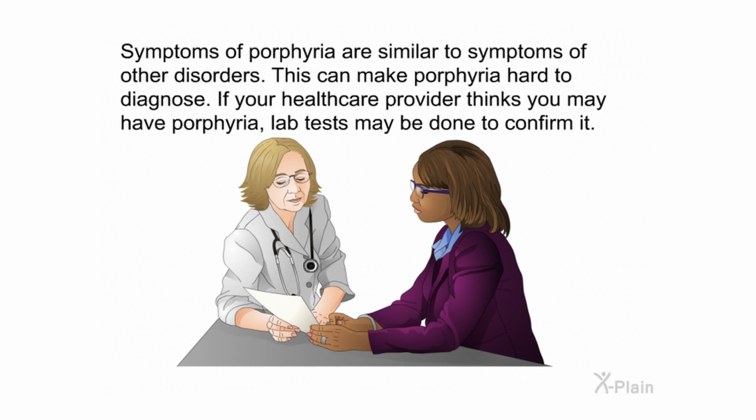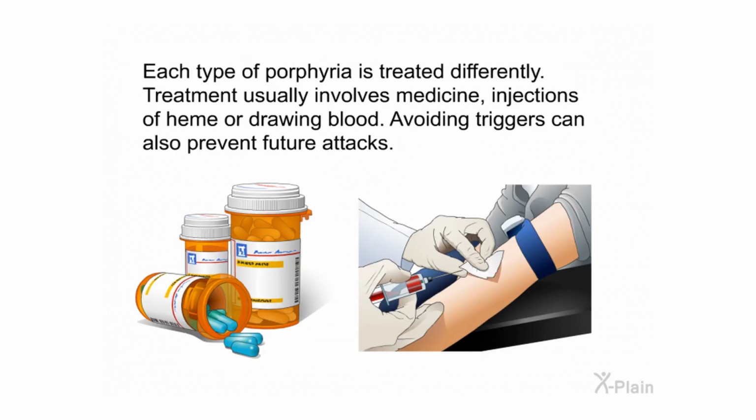Symptoms of porphyria are similar to symptoms of other disorders. This can make porphyria hard to diagnose. If your healthcare provider thinks you may have porphyria, lab tests may be done to confirm it. Each type of porphyria is treated differently. Treatment usually involves medicine, injections of heme, or drawing blood. Avoiding triggers can also prevent future attacks.